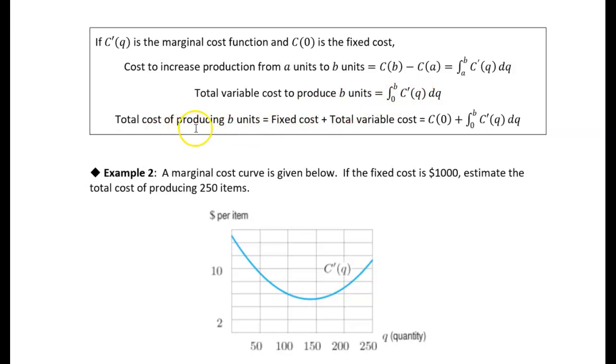And then if we want to know the total cost, we need to add the fixed cost and the variable cost together. Our fixed cost was C of 0, the cost of producing quantity 0, the cost of producing nothing, plus how much it costs to produce B units, the total variable cost of producing B units.